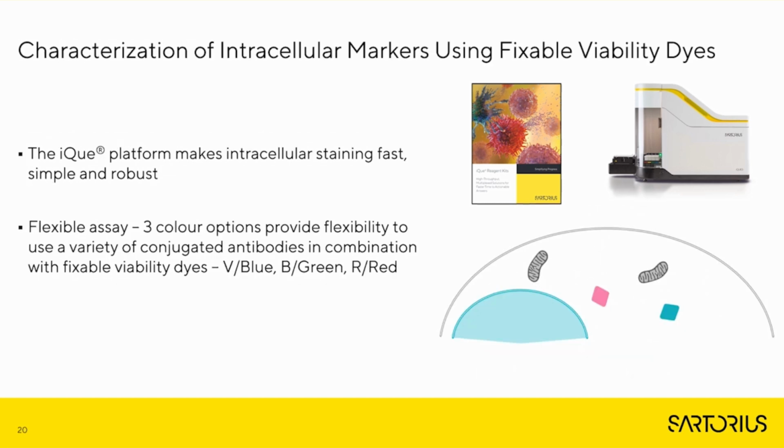So the case study for this particular kit, as I mentioned in the agenda, is to characterize intracellular markers. So we've used the iQue platform to make intracellular staining fast, simple, and robust. We've got a flexible assay, so we have 3 color options that provide flexibility to use a variety of conjugated antibodies in combination with fixable viability dyes. So we have a V blue, a B green, and an R red. So that gives you a lot of options to use multiple different types of fluorophores when you're looking at performing intracellular staining.